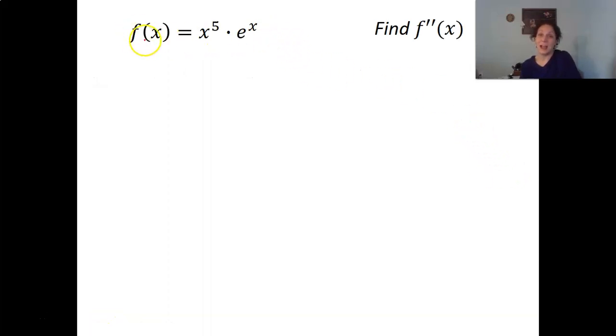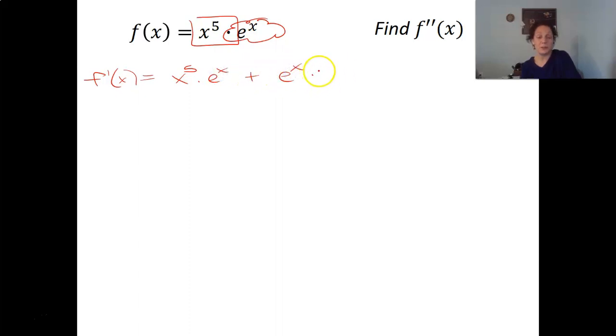So notice here, I have f of x is x to the 5th times e to the x. This is a product, right? So it wants me to find the second derivative here. Well, the first thing I have to do is find my first derivative. So I have a product here. I have an x to the 5th and an e to the x. So when I take my derivative, x to the 5th times the derivative of e to the x, plus e to the x times the derivative of x to the 5th, which is 5x to the 4th. So fine, I'm going to write, I don't know why I do this, but I have to put that 5 out front. Okay, this is my first derivative.